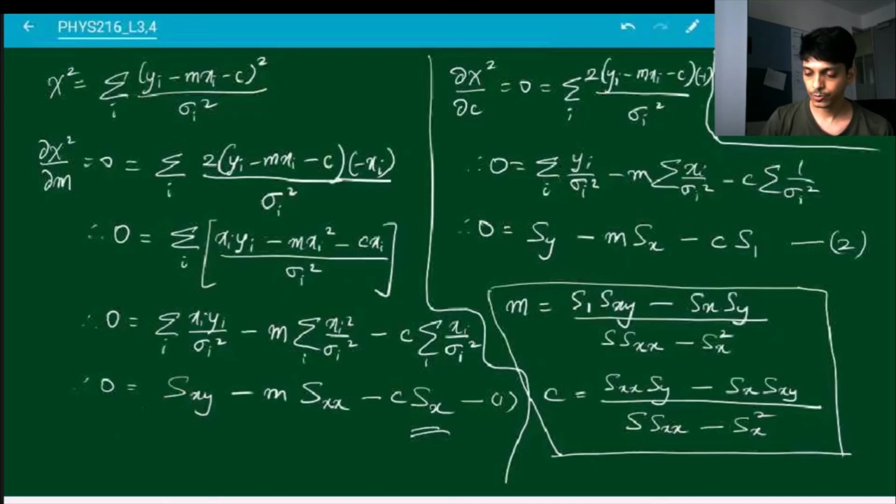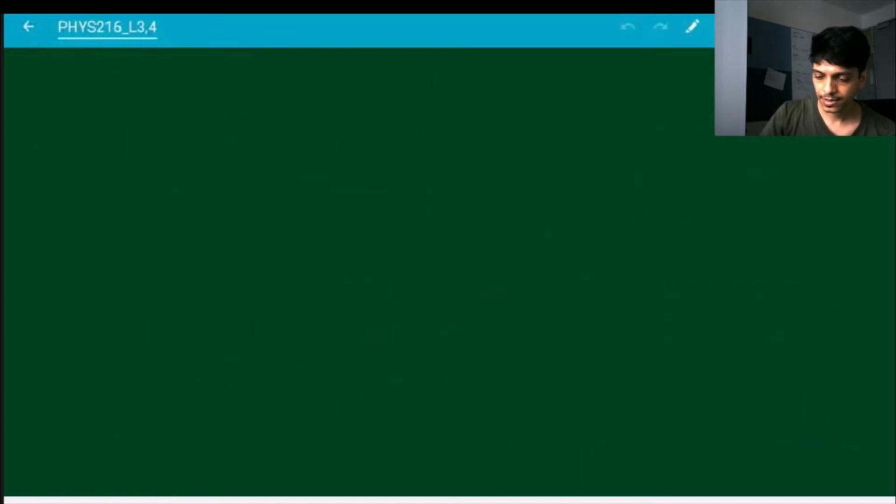Why is it called least square fitting? Because we defined this squared quantity over here. By the way, here is one question: why do we define the square? Why don't we just minimize this quantity? Why do we have to do the square of that?